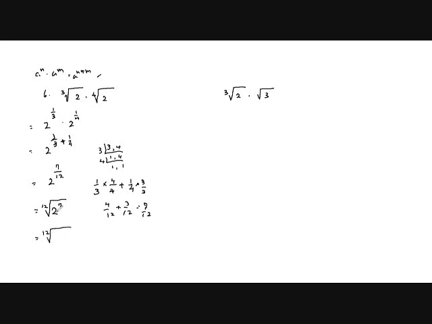2 power 7 is what? 2 power 5 is 32, 2 power 6 is 64, so 2 power 7 becomes 128. Okay, so that is multiplication with different powers.